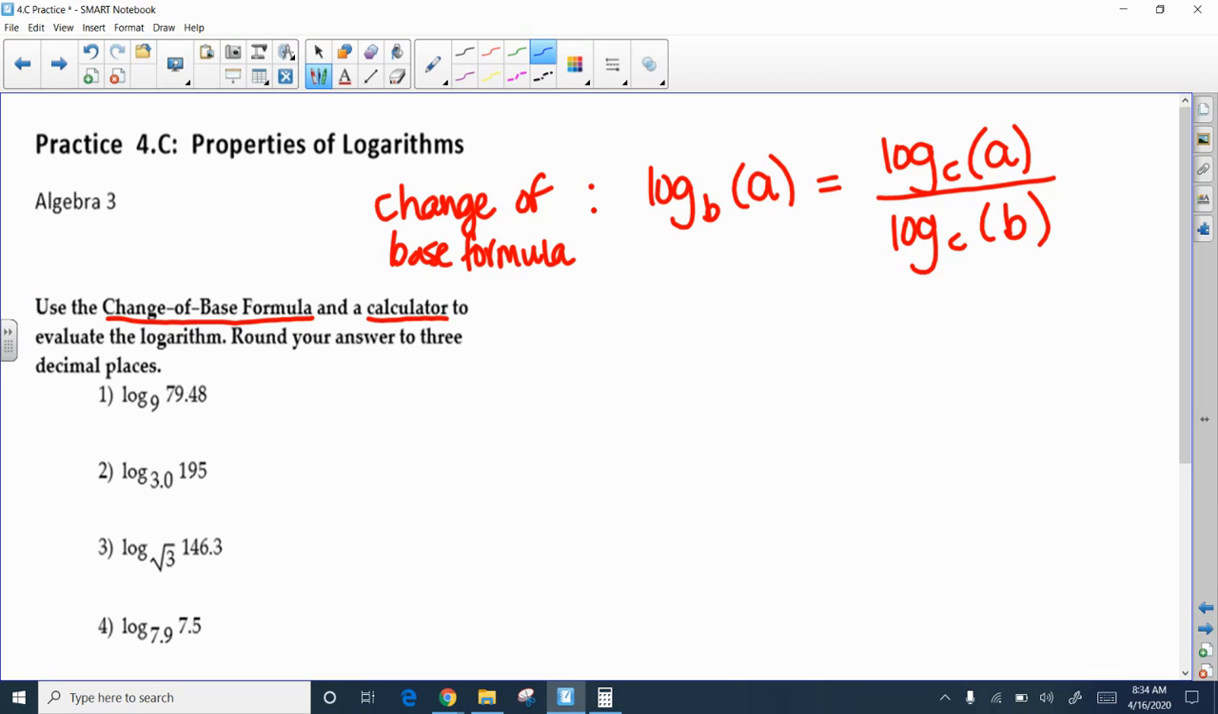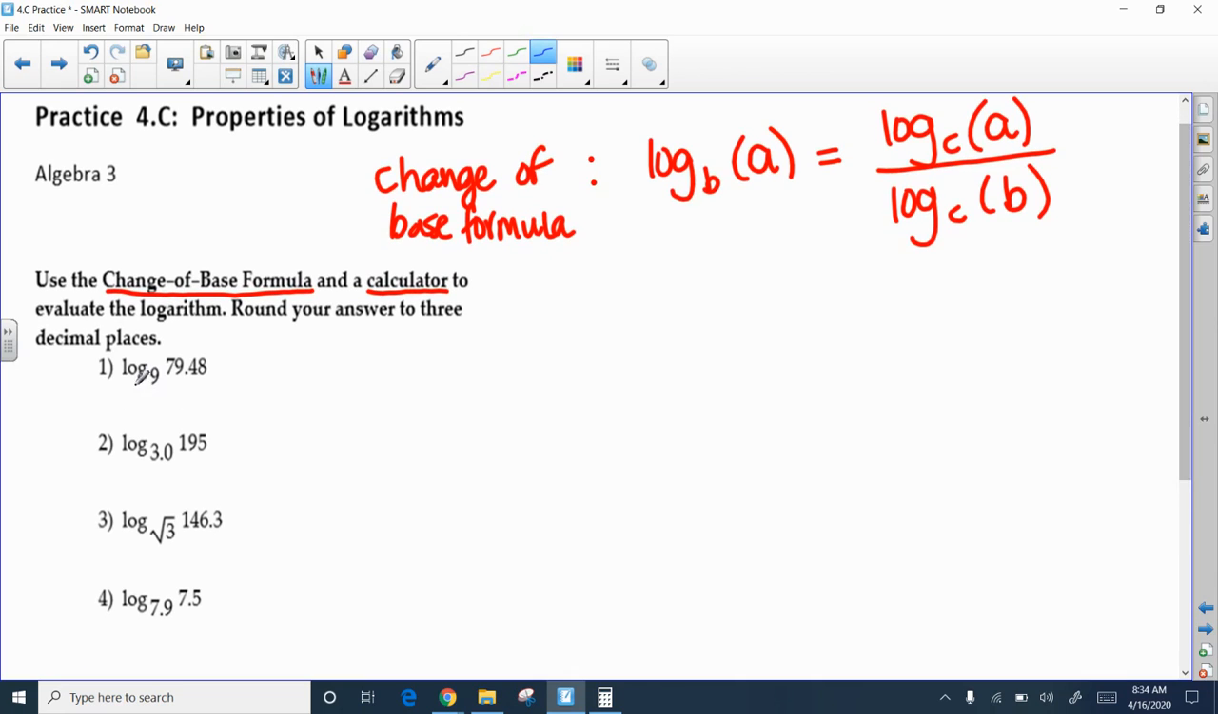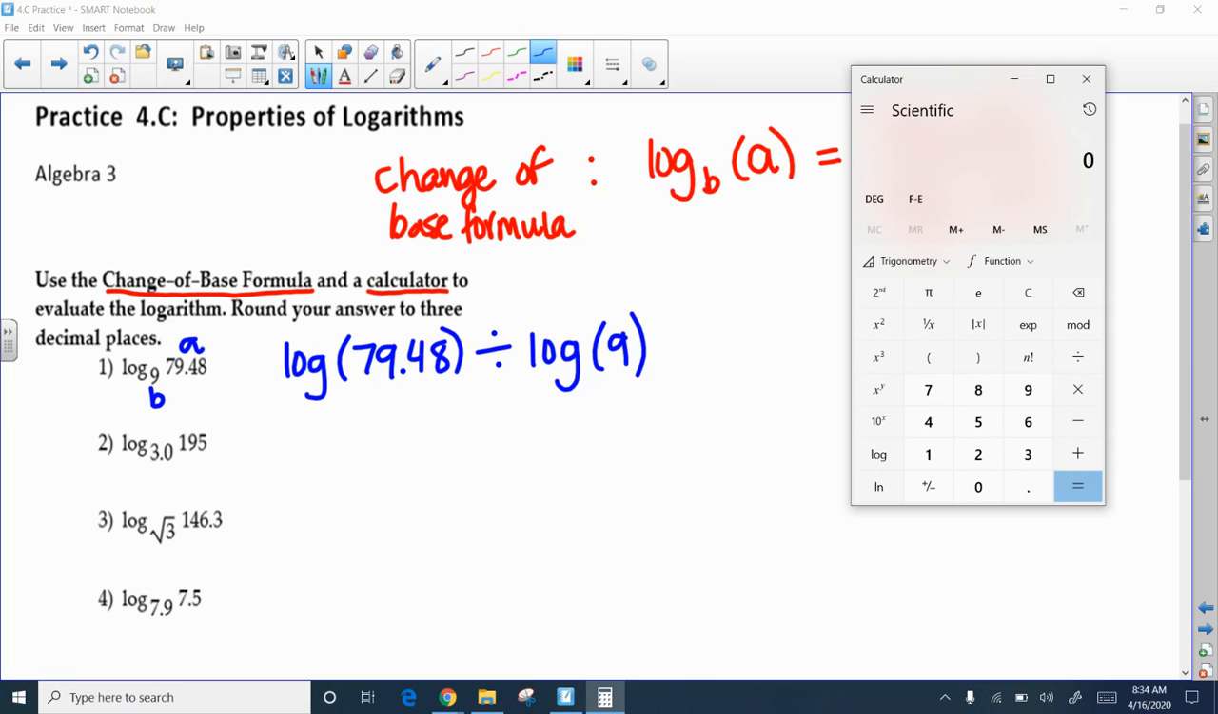All right, so let's look at our problems here. Number one is log base 9, this is the b, of 79.48. That's the a. So to evaluate this, I'm going to change it to log base 10. I don't have to write the 10 since this is the common log. So I'm going to enter it in my calculator like this: log of 79.48 divided by log of 9. So again, we do need a calculator. Otherwise, we wouldn't be able to evaluate this. So you do need some kind of calculator that does logarithms, or Desmos.